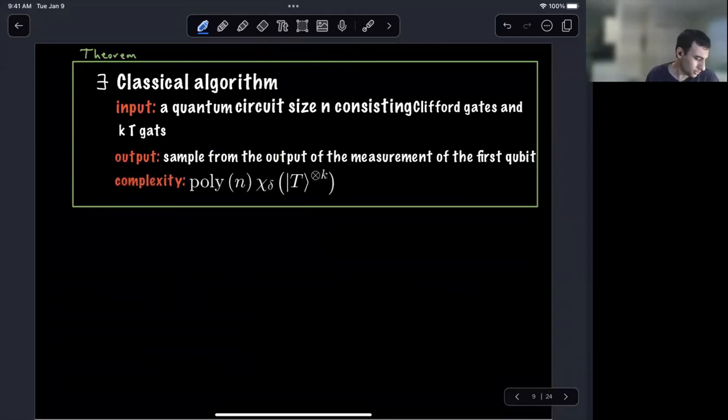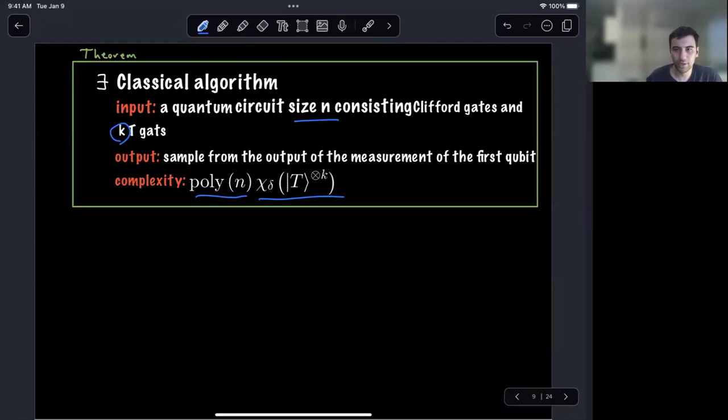Now, how is this related to what I discussed before? We have this theorem that there exists a classical algorithm to which you can give the description of an arbitrary quantum circuit of size n with k T gates. Then the classical algorithm can simulate your quantum algorithm, and the complexity is polynomial in n, but related to the stabilizer rank of T to the power k.